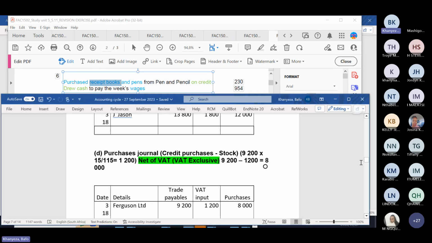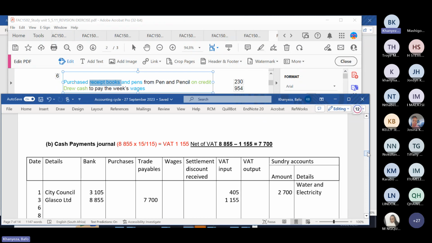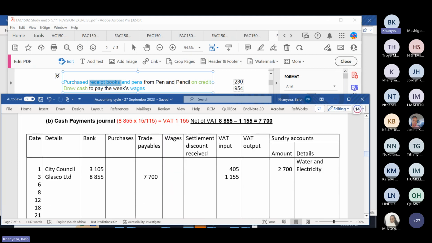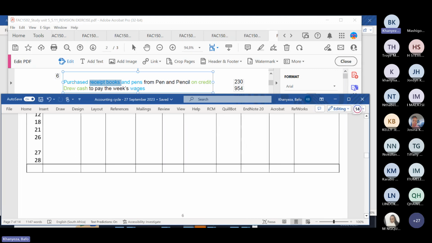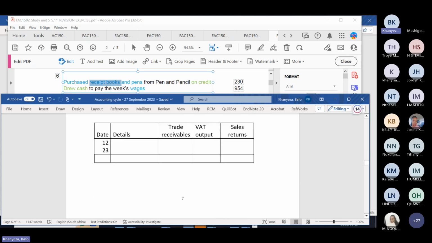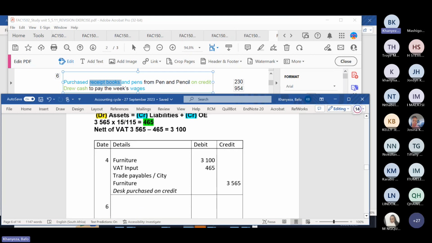Let's see where it goes. They purchased it on credit. Does it go to cash receipts? No, no money was received. Does it go to cash payments? No, there is nothing that says cash. It says on credit. So it means it goes to the general journal again.